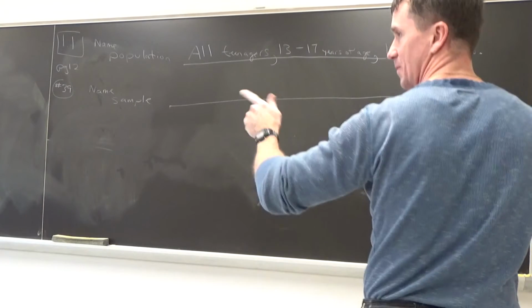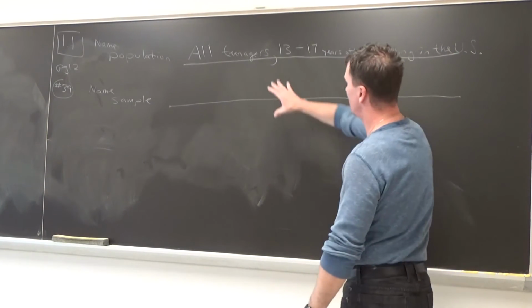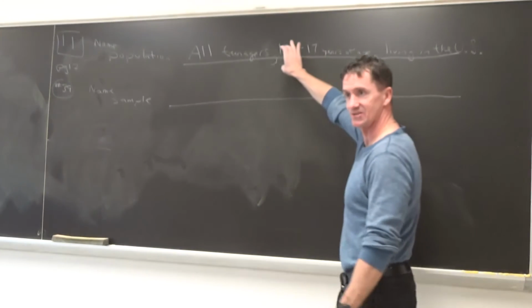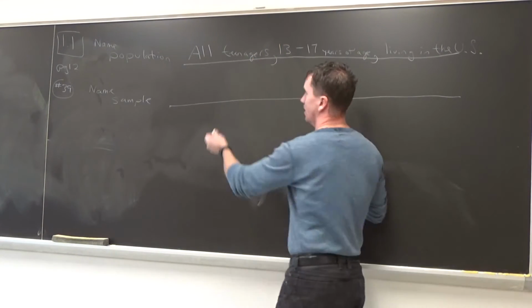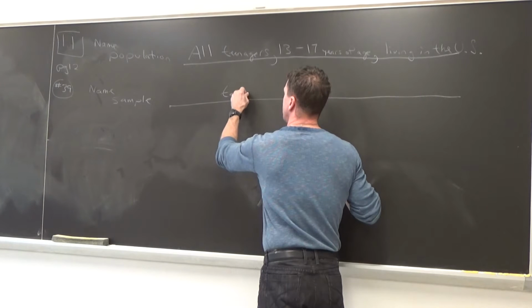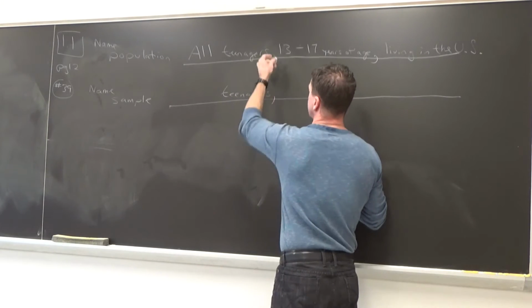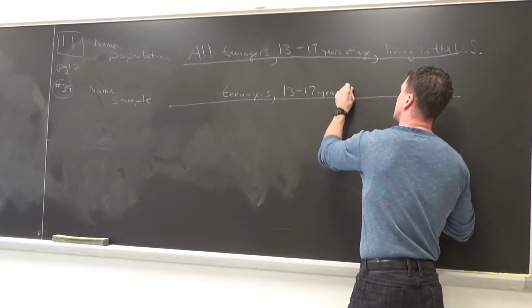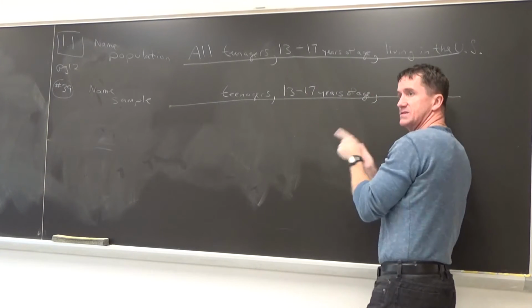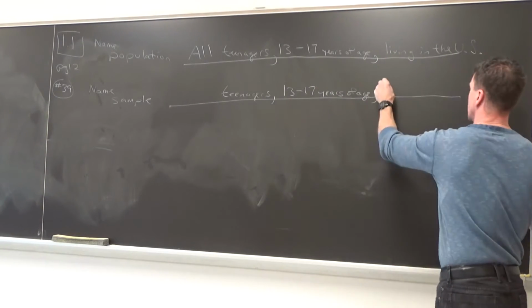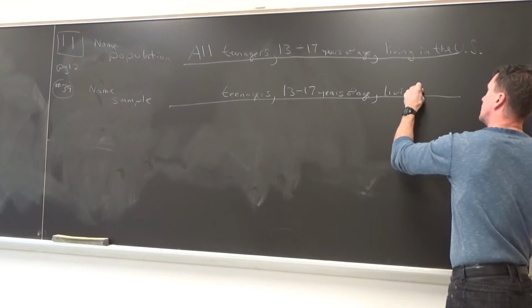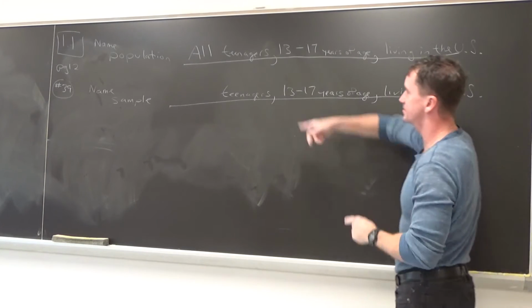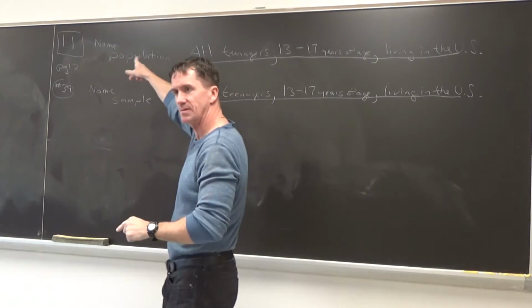Now the sample, will you remember this even on the test? We got to put identical everything we see, because this is a subset of this, right? I see the word teenagers, I want to write teenagers. I see 13, I'm going to write 13 to 17 years of age. Identical, because this is a subset of this. Living where? Living in the United States, I have to put it because this is the sample, a subset of the population.